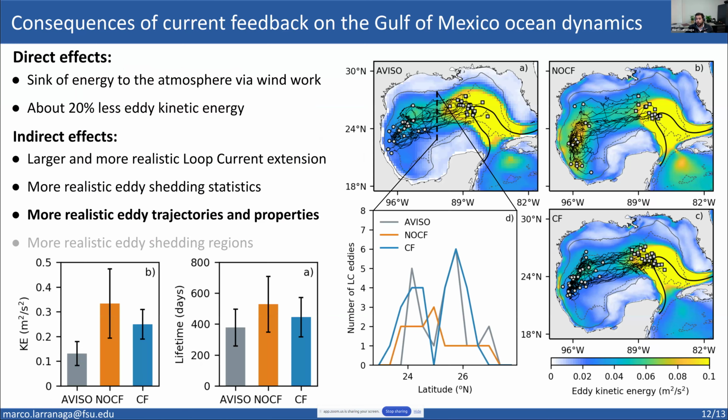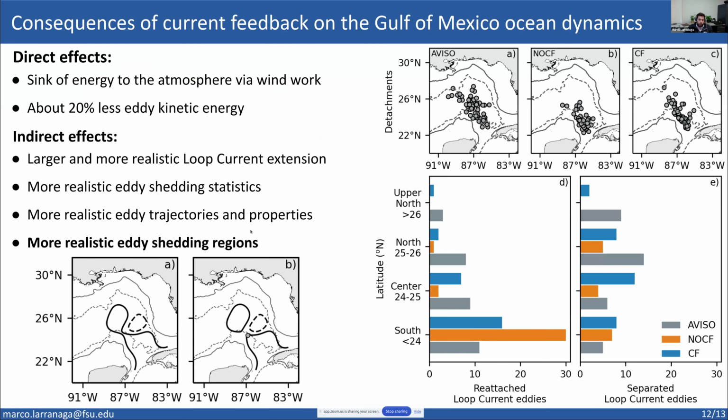And if we go back to this figure, as you remember, we said that it seems that in the no current feedback experiment the eddy is detached further south. So to dig into that, what we did was compute the position of the loop current where it is cut when it detaches an eddy, and we made maps of that.